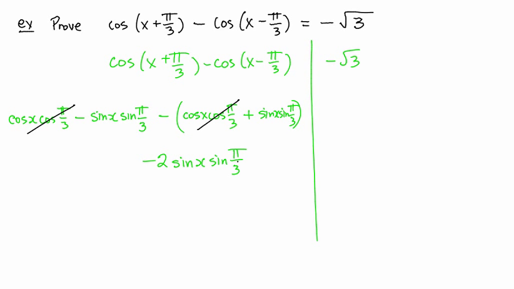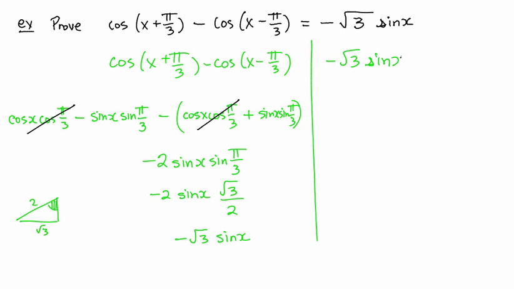And I am allowed to do substitutions in proofs, so sine pi over 3, that's this 60 degree angle, so it's root 3 over 2, so it's minus 2 sine x root 3 over 2. These two things cancel, so I get negative root 3 sine x, which is what I'm supposed to have on this side. Sorry about that, I just miscopied it down, and now I have the exact same thing on both sides. A little mistake. It's all cool.